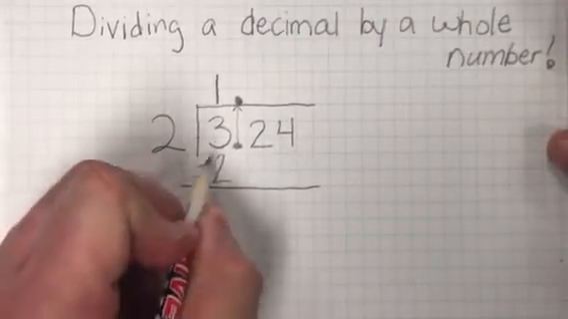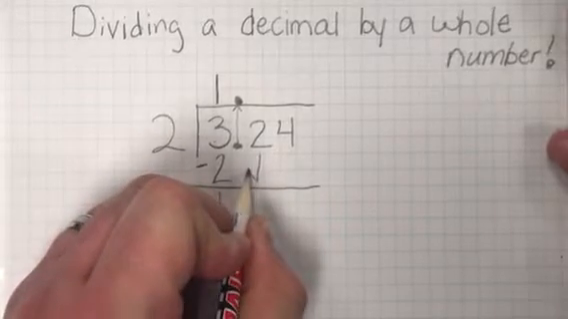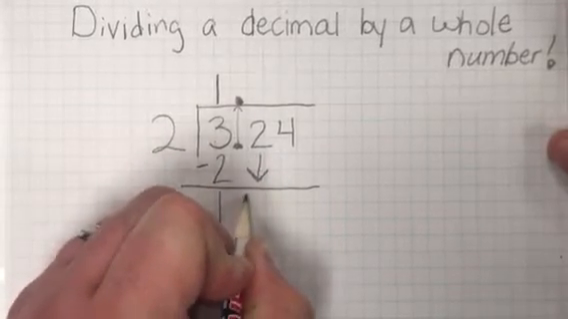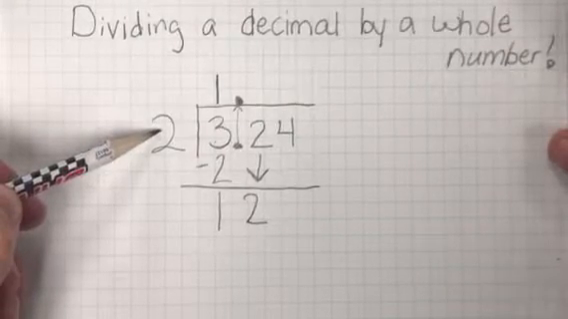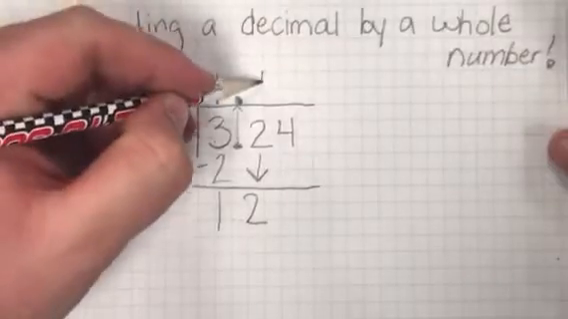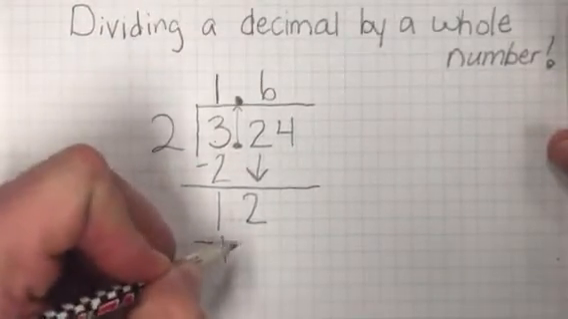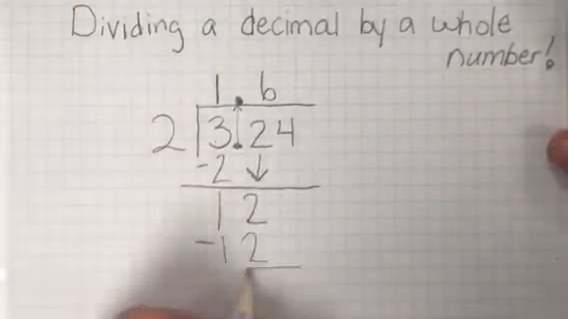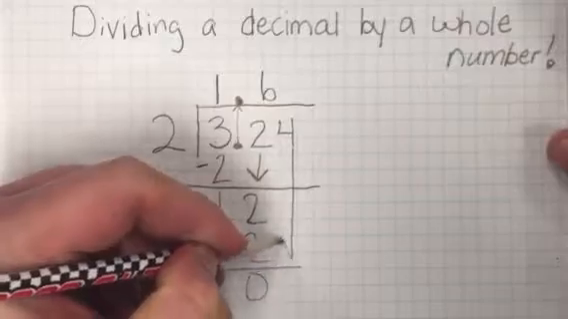Now I go ahead and subtract. 3 take away 2 leaves me with 1. I bring down my 2, which is in the tens place. Now I'm asking myself, how many groups of 2 can I make if I have 12? 6 times 2 is 12, so I'll write my 6 up top, take away my 12, that zeroes out, and I bring down my 4.